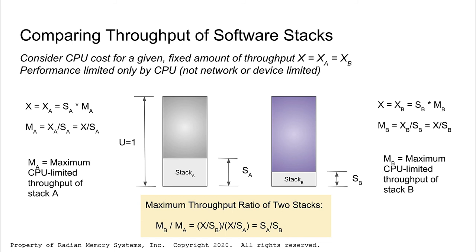Assuming we can measure these stack heights somehow, we can predict the throughput of each stack at its maximum, assuming now that the CPU is still limiting the test. Then we could predict the throughput multiplier, the ratio of maximum throughput from one stack to the other. And it's just the inverse of the ratio of their effective utilization values.